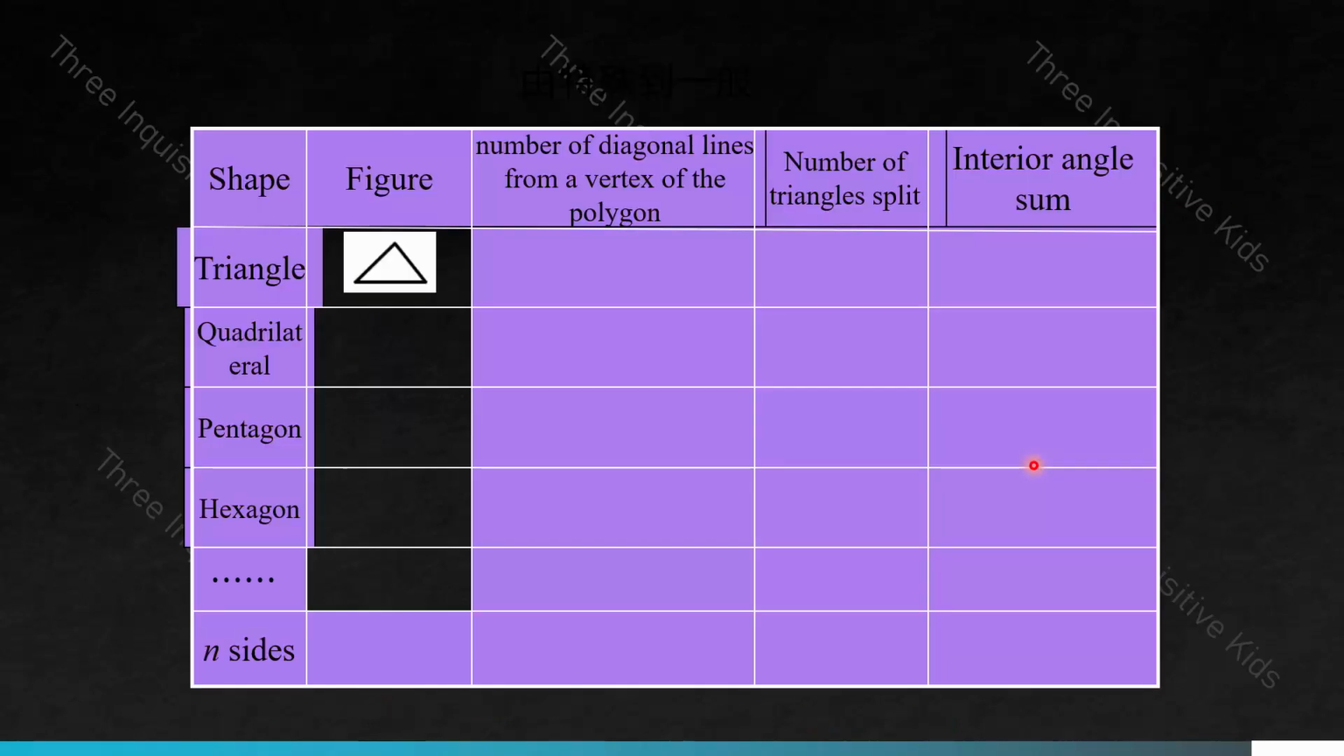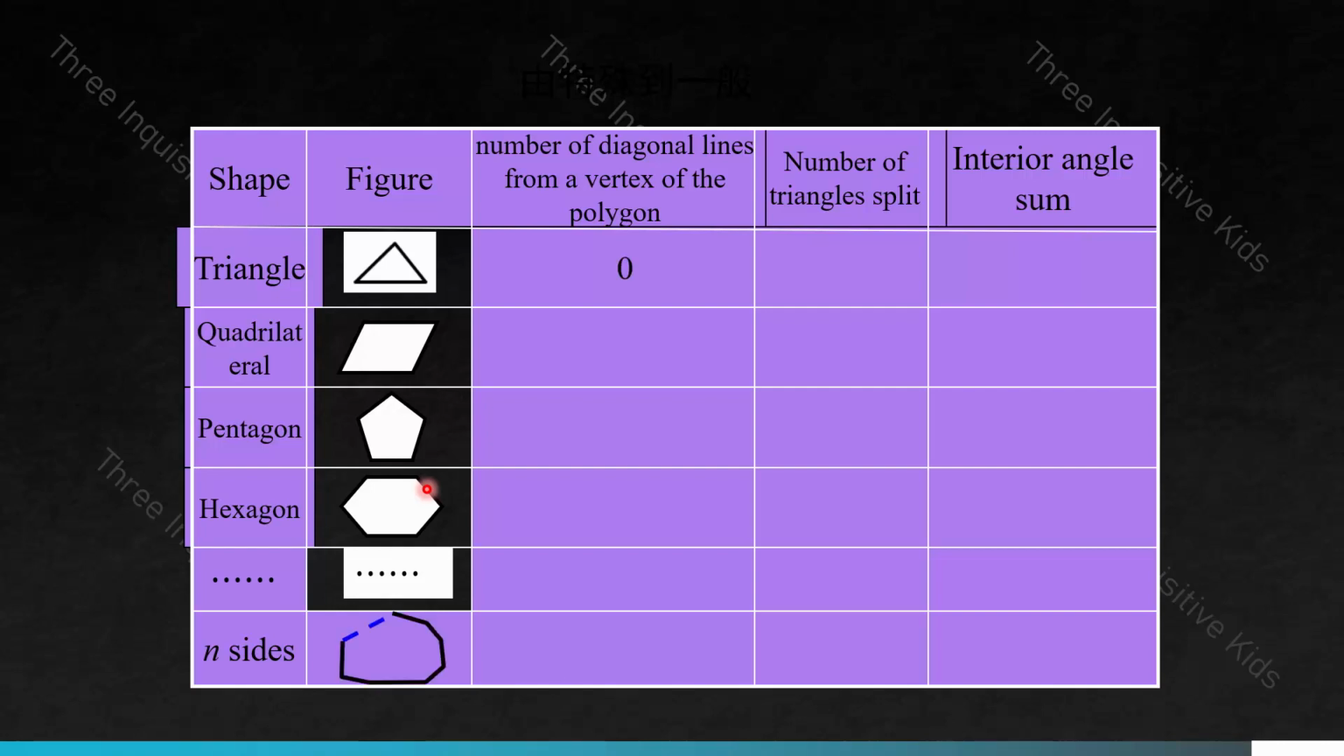Now let's look at a quick figure that helps us conclude everything that we've just learned. So we have a triangle, quadrilateral, pentagon, and hexagon, and as you can see, the pattern is that one more side keeps being added on. Now let's look at the number of diagonal lines that each shape has from the vertex of the polygon. So a triangle can form 0, right? Because it is already a triangle itself.